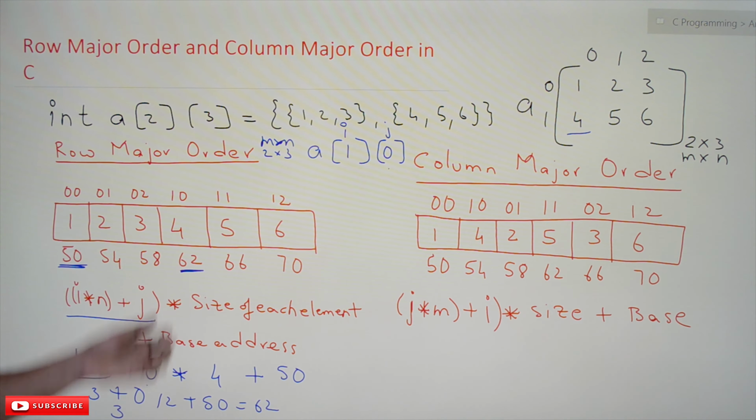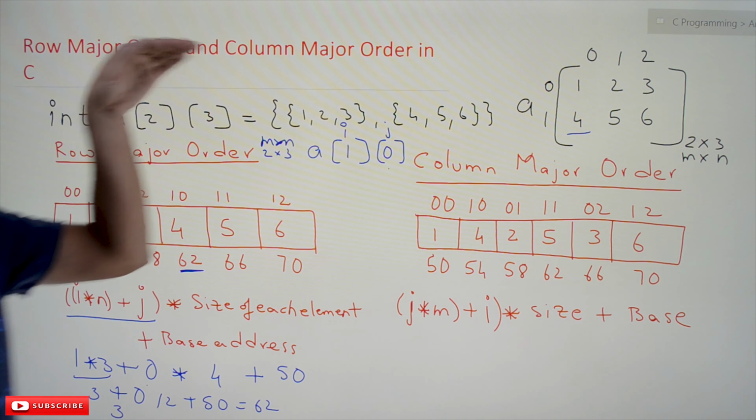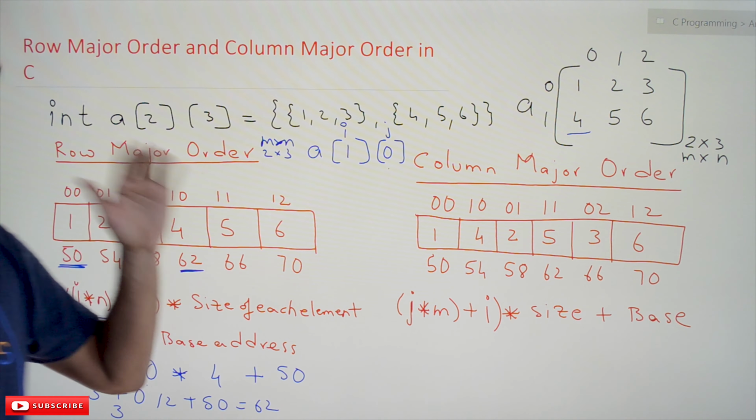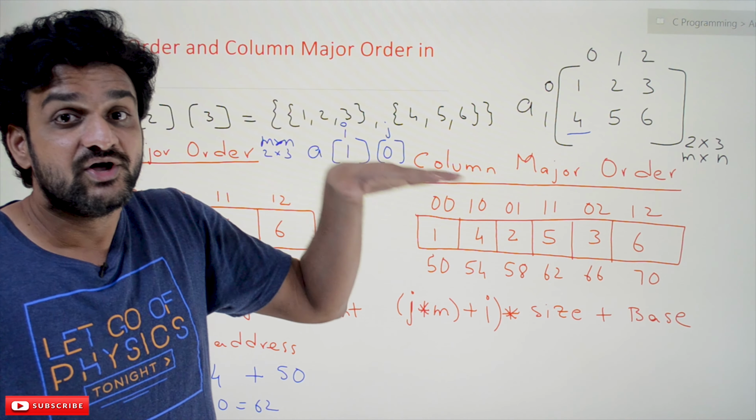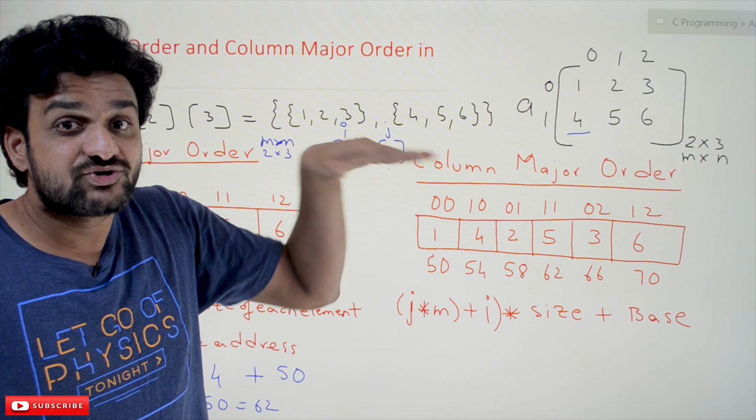Okay, plus j. So in that row, which column's element are we trying to access? I into 3 has decided which row's element we are trying to access. Sorry, I into n. 3 columns we have already crossed, which means we will be at this element, in this row. This is a very important point to understand.